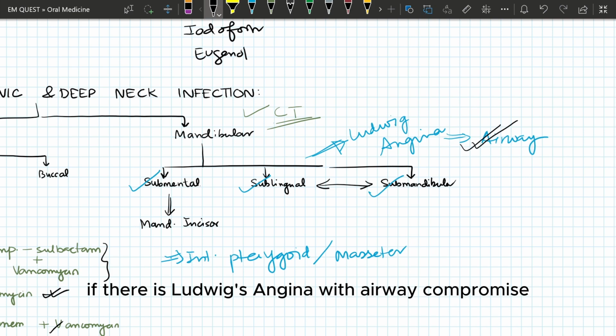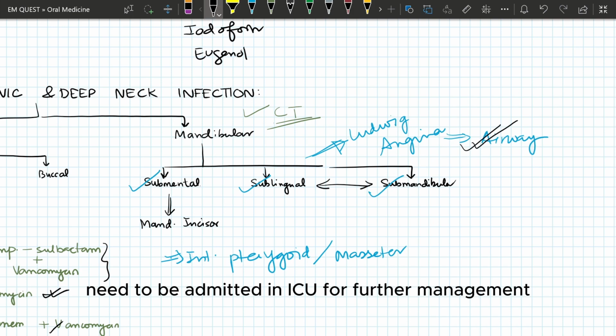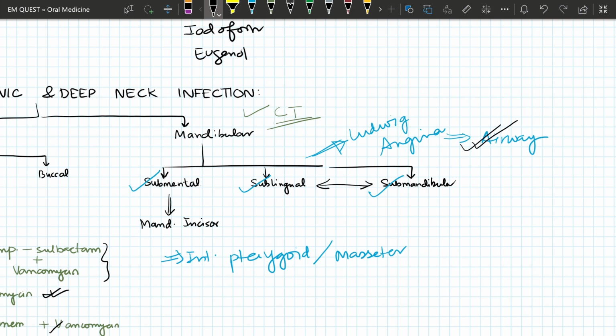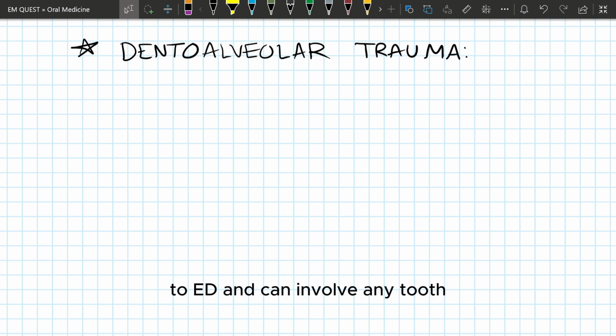If there is Ludwig angina with airway compromise, then these patients need to be admitted in ICU for further management. Dentoalveolar trauma is quite a common presentation to ED and can involve any tooth. Normally, the one that is most commonly involved is the maxillary central incisors.